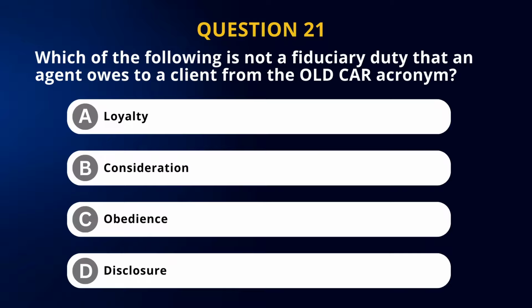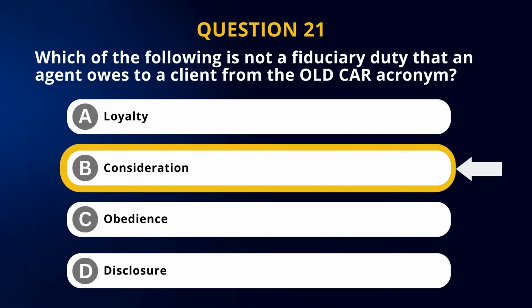And the answer is letter B, consideration. All right, so consideration is something that you learned in contracts, and loyalty, obedience, and disclosure all fit within the acronym old CAR. Remember, sometimes they might do old CAR, and sometimes they might do COLD AC. No matter what, either way, these are all fiduciary duties that an agent owes. This is going to be in the agency section in your books, and consideration is in the contracts section of your book.